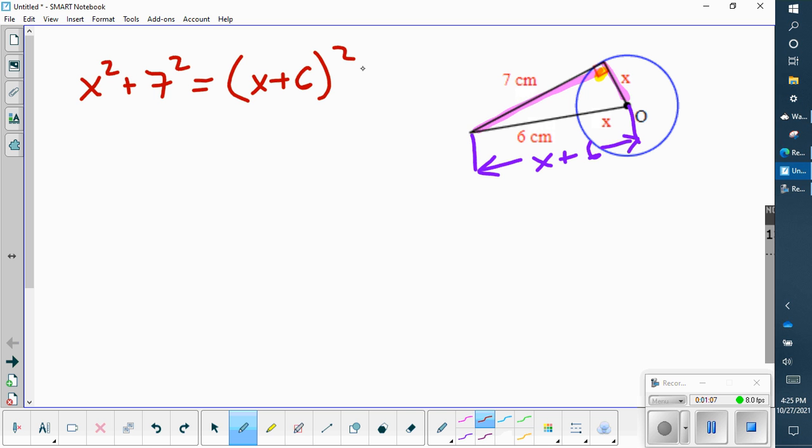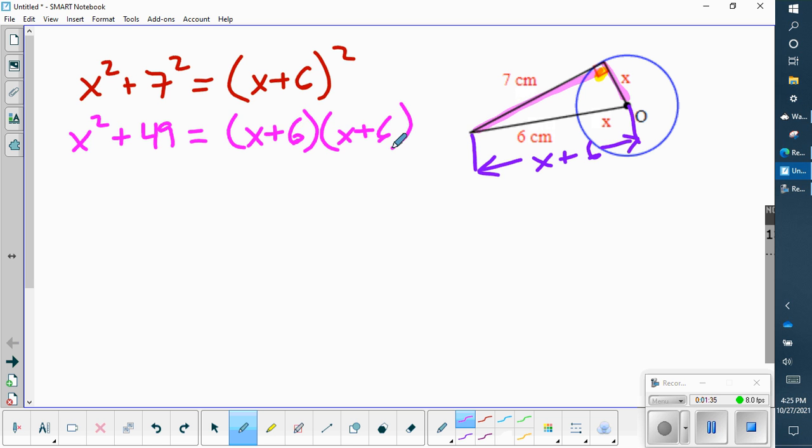Okay, now let's just start working our way through. X squared, I'll leave that alone. I can go ahead and turn 7 squared into a whole number, 49. I'll be a little bit cautious here. A lot of times people want to distribute that power to each term. It does not work that way. If you square something, it means you're multiplying it by itself. So if I wrote this out, it would be x plus 6 times x plus 6. I'm going to leave the left side alone, x squared plus 49. I'm not going to do anything with this yet.